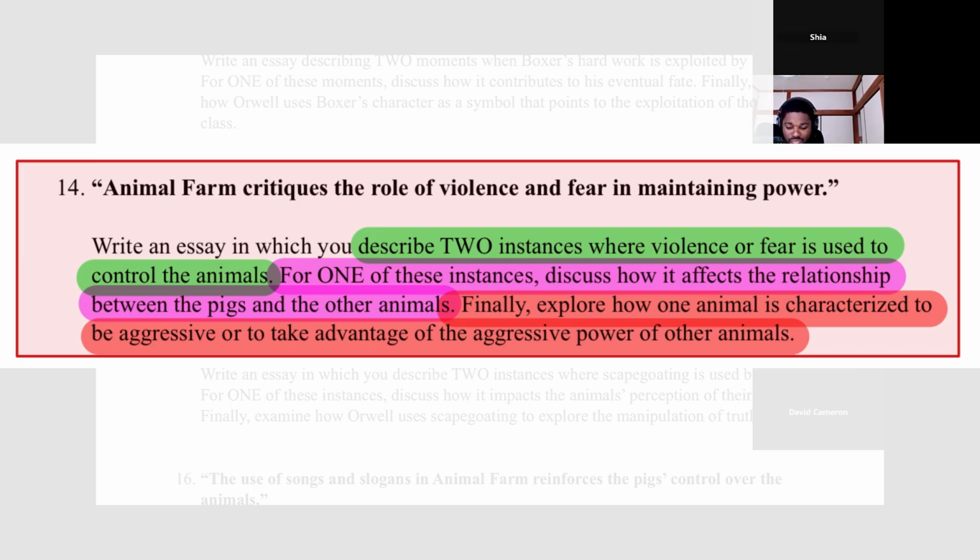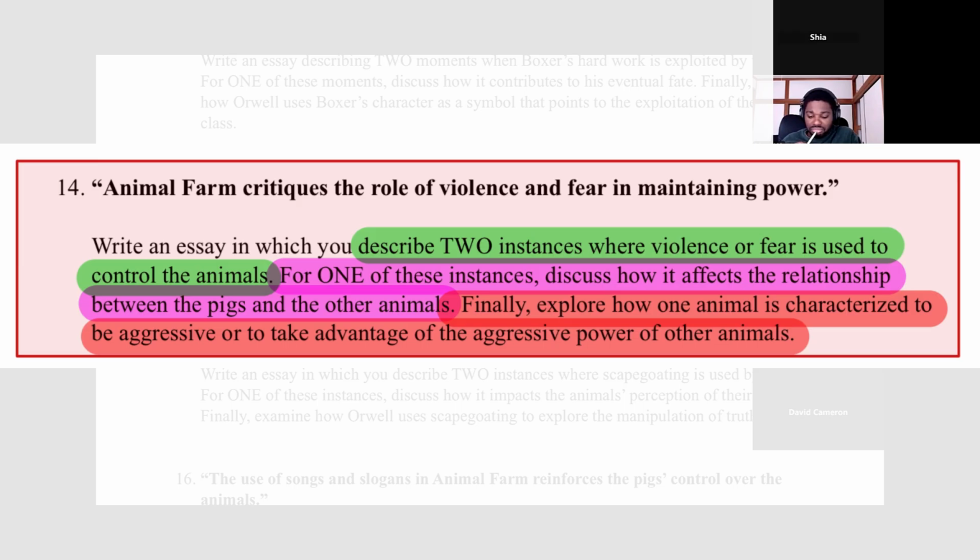The 2 instances where violence is used to control the animals, my choice was the removal of Snowball by the dogs, and the second one was the betrayal of Boxer. To answer the second part of the question, I said that the removal of Snowball was specifically done so that the relationship between the pigs and the other animals is that Napoleon would make sure nobody ever thinks about opposing him in any form or fashion, that he will use militant force to institute his power.